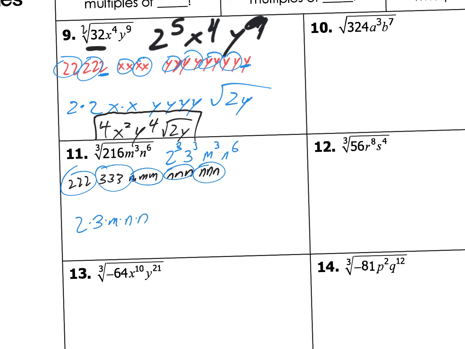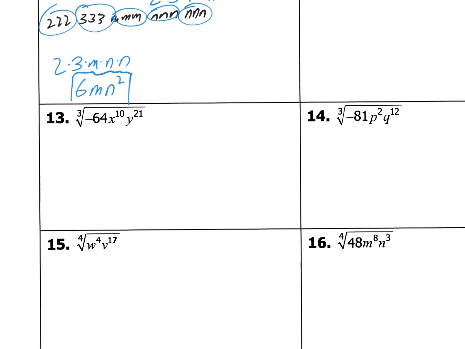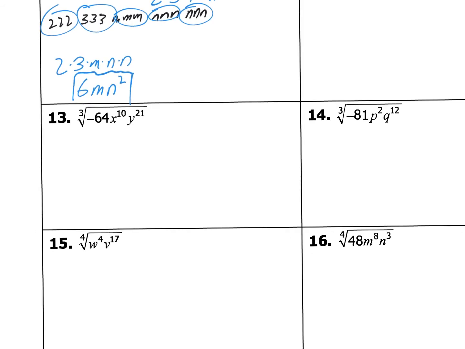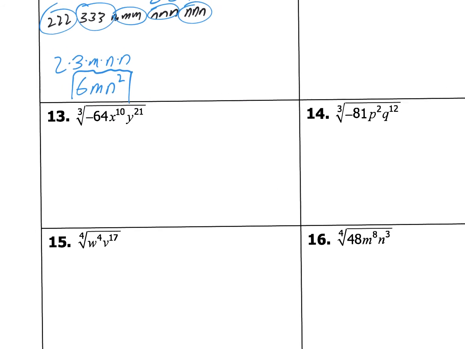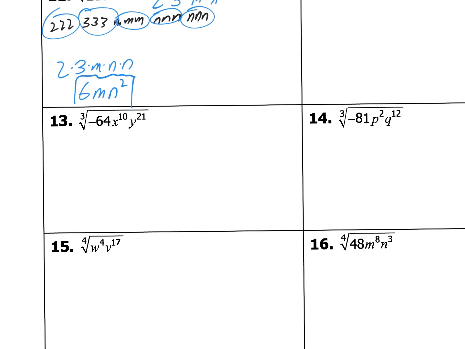And I can kind of put all of this together. 2 times 3 makes 6, m, n squared. And there was nothing left, so I don't even have a radical left. I'm just done with that. Okay, so this is the general idea of breaking down a radical. There's nothing super duper fancy beyond that. Now, some of these guys, you'll notice the numbers get a little annoying, like number 13, got 21 y's, right? So we can kind of simplify this a little bit, and I'll show you how.